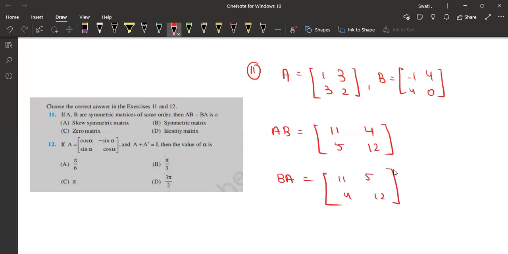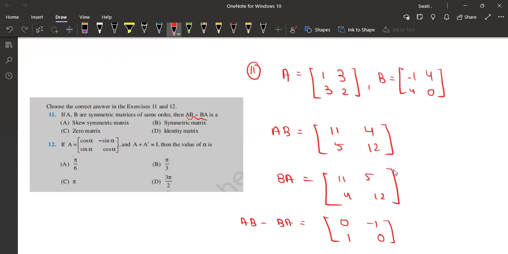Because the question is AB minus BA, if I do it, I'll be getting 11 minus 11, 0. 4 minus 5 is negative 1. And then 5 minus 4 is 1. 12 minus 12 is 0. Now, this is AB minus BA, right?